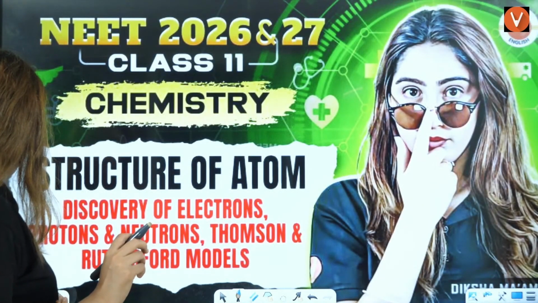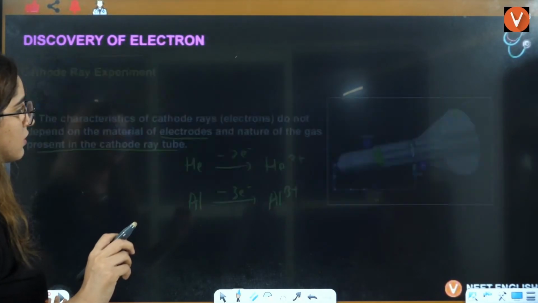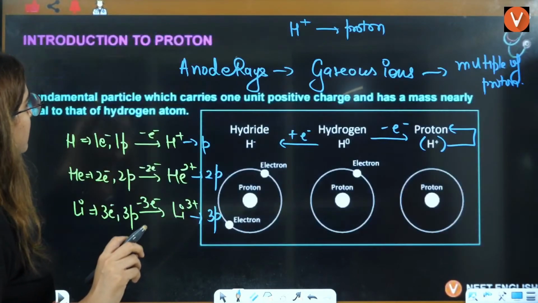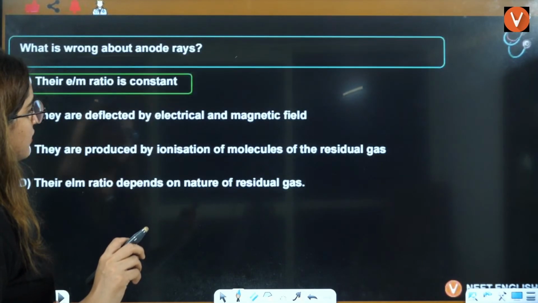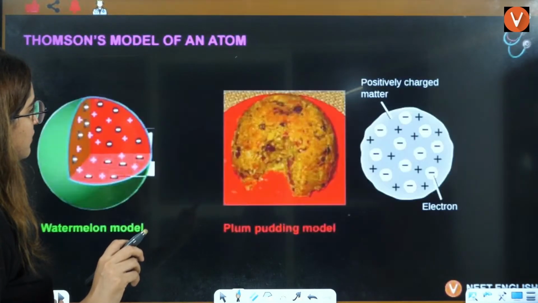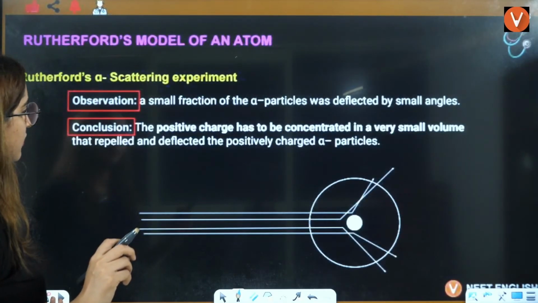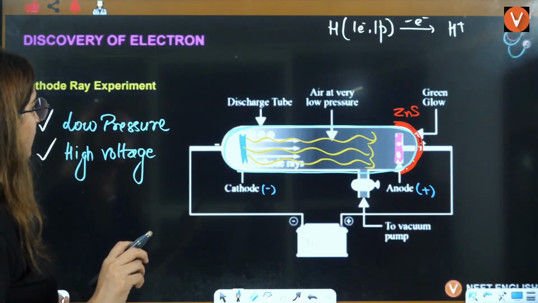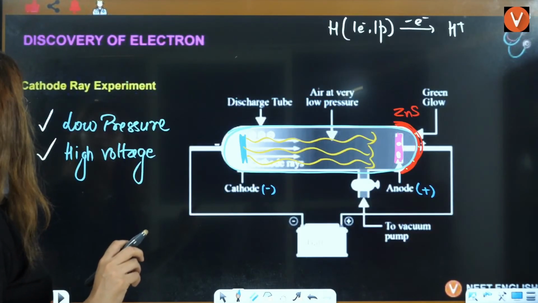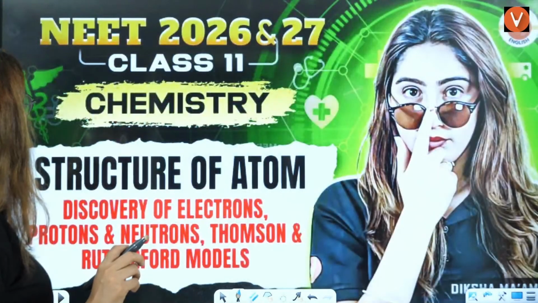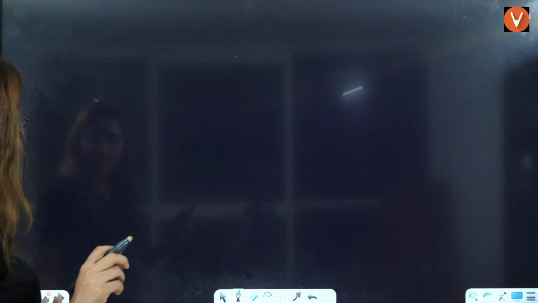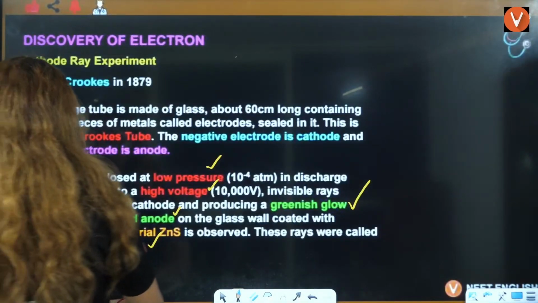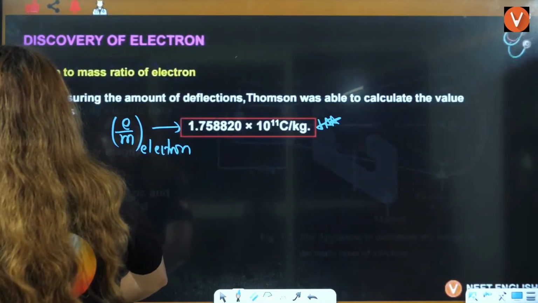Wait a minute. Is there something wrong here? Okay. Am I getting the same thing again and again? Am I stuck in a loop, guys? Yes, ma'am is stuck in a loop.